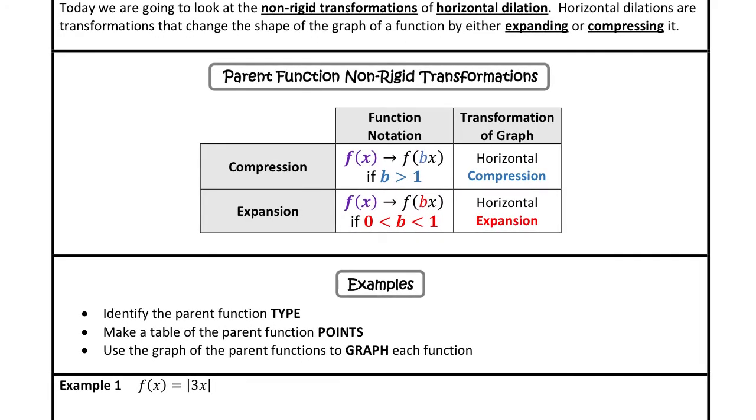These are a couple of the formulas, and so if we have a value that we're multiplying that's bigger than 1, we have a compression, and then if we have a value that's between 0 and 1, it's an expansion. And so what the horizontal dilation affects is more the x values. So if you remember with vertical dilation, we were multiplying the y values. Now the y values are going to stay the same, and we're going to be multiplying the x values.